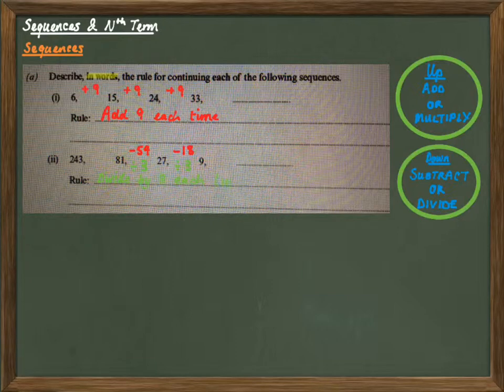So again, I'd write down divide by 3 each time, okay? So if it's up, add or multiply, just try them. And if it's down, subtract or divide. Obviously, they're only worth 1 mark each. They should be nice, easy ones to get right.